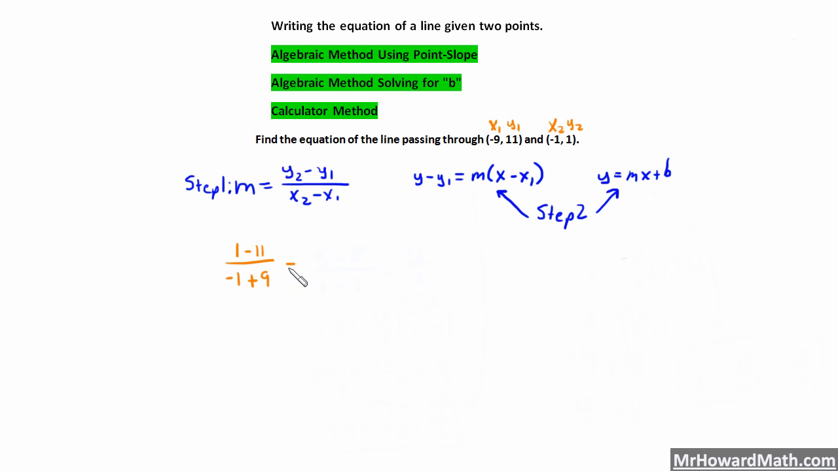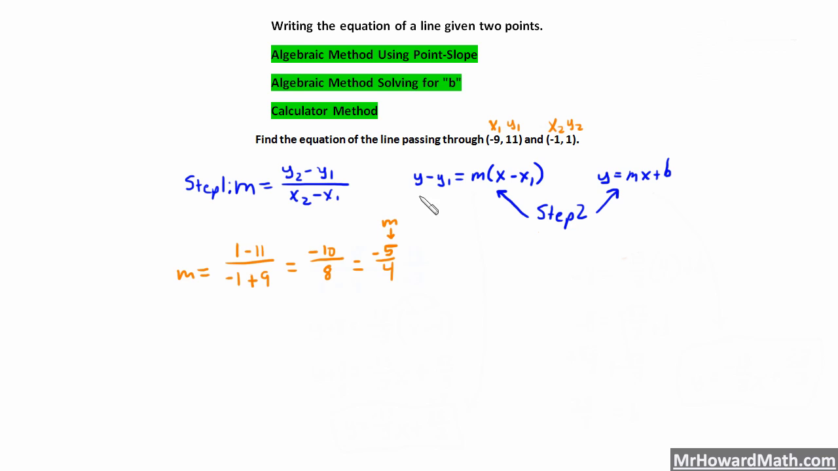Alright. So that is equal to 1 minus 11 is -10. -1 plus 9 is 8. So that's -10 over 8. -10 over 8 will reduce to -5/4. Alright, so we found our m here. Here's our m right here. Alright, so in the next step we'll use our point slope, and we'll also solve it using solving for b. So I'll show you both methods again.